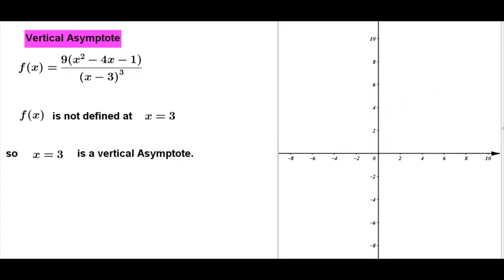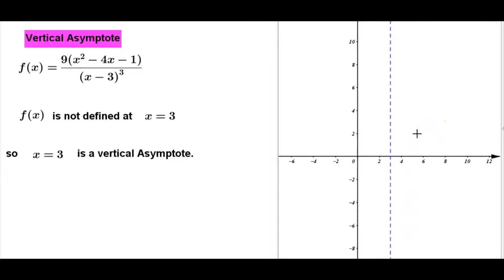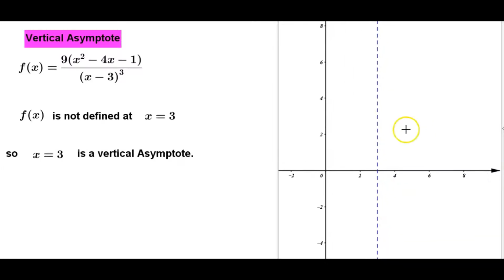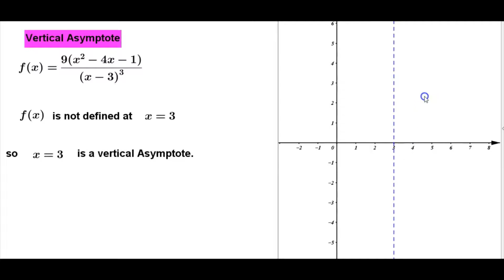Okay, now I draw the x is equal to 3. This is the x is equal to 3. This is the vertical asymptote, x is equal to 3. X can approach 3 from both sides, from this left side or in this right side. X can approach 3 in two sides.